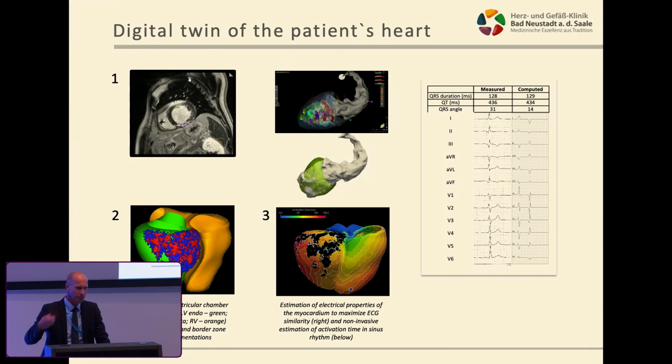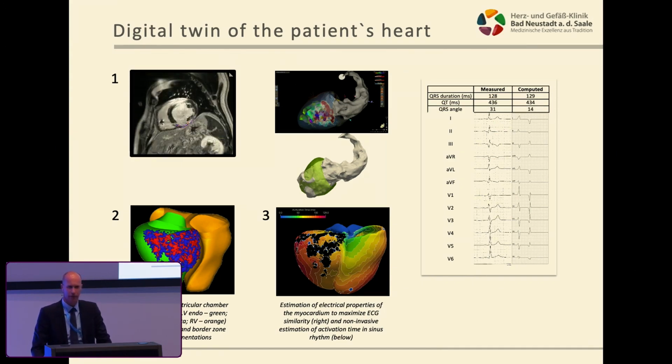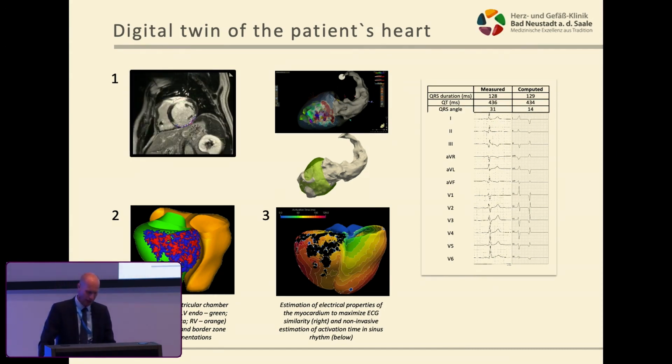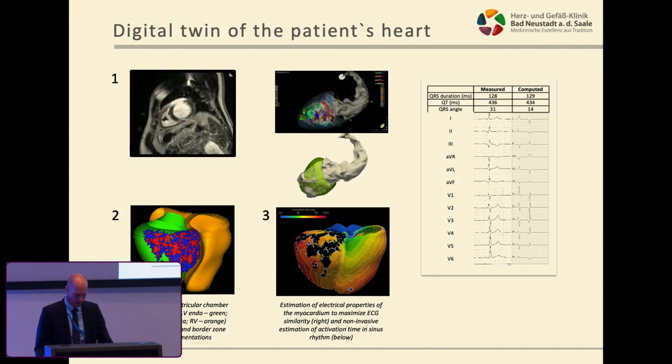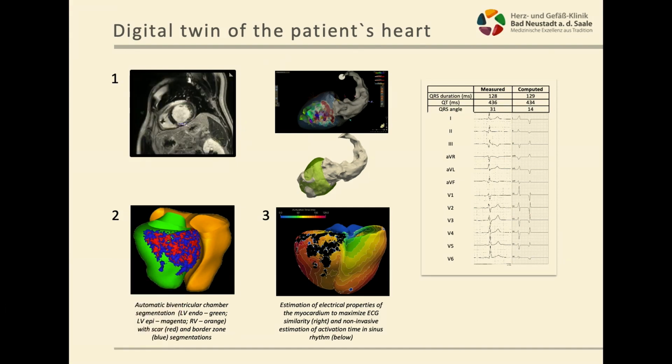In the first part of this process, we also did integrate data from our mapping studies. All these patients were VT patients, so we had data from our ablation procedures, and this was used to implement individualized electrical properties of the heart. And I think this is something that is very important. So from here we move towards an estimation of the individual electrical properties of this specific patient.